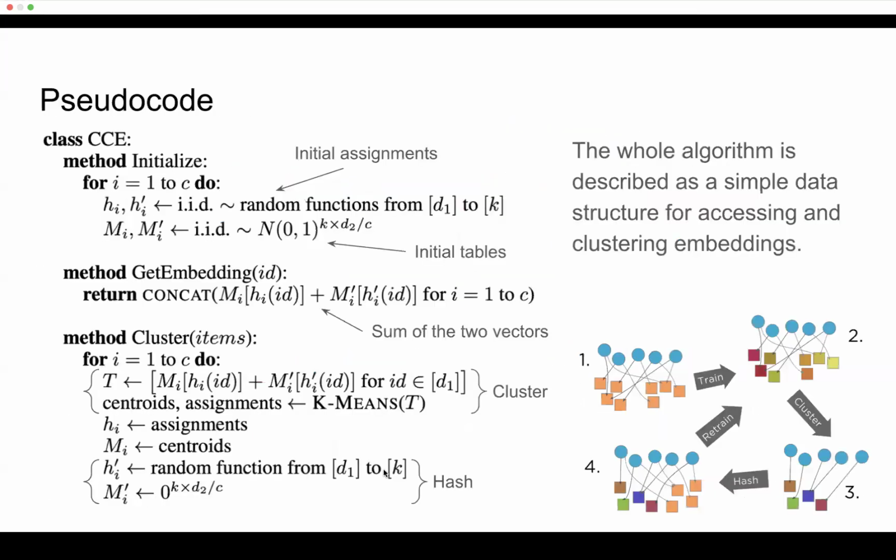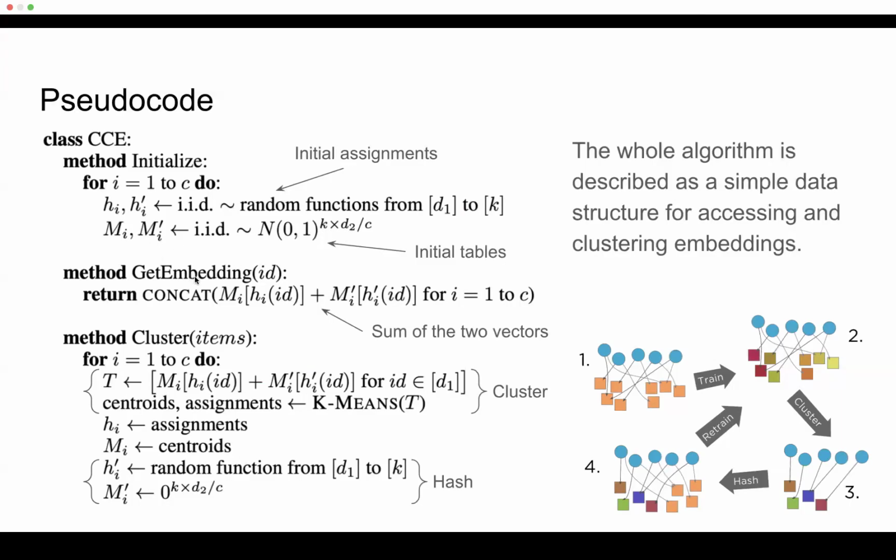Okay, thank you. So yeah, in practice, we can see this is a data structure where you first initialize your two random hash functions. You initialize these tables with random values. You can see here, D1 is the universe of the concepts, so it's where we're hashing from, and K is the size of each table. And here D2 is the size of the embedding vectors. So we have these M1 and M2 tables. They each have K vectors of dimension D2.